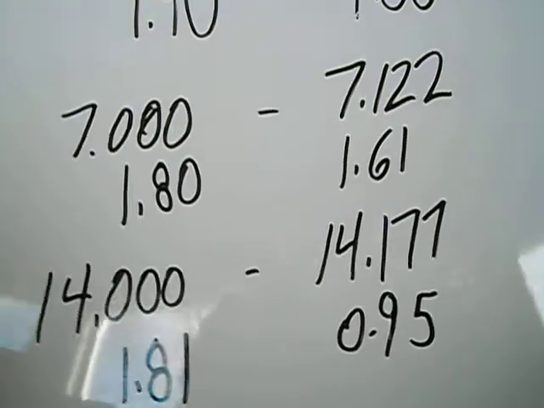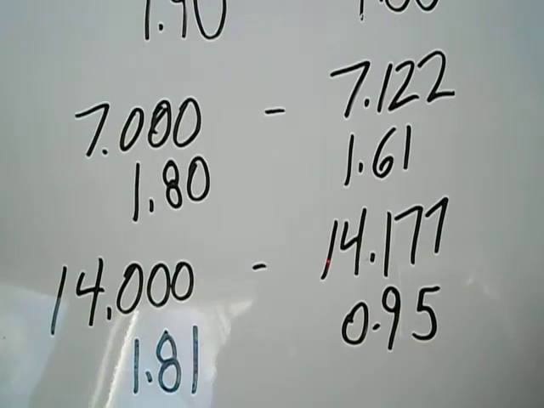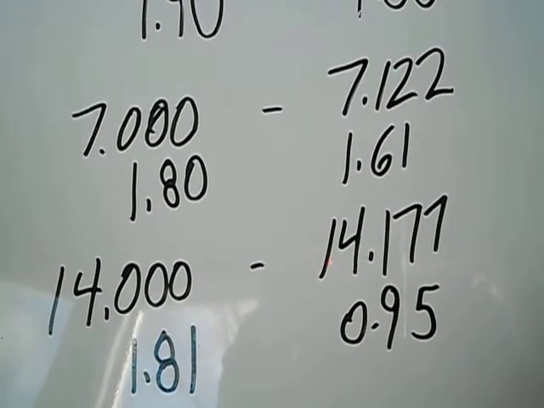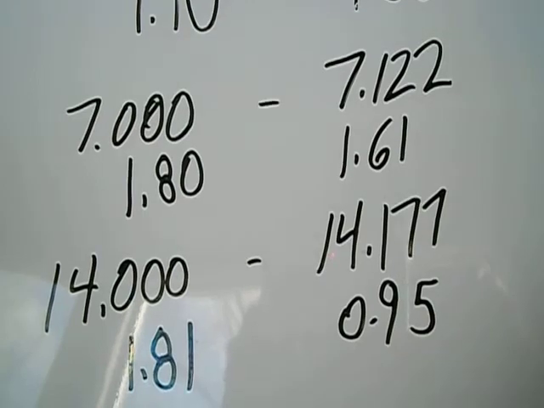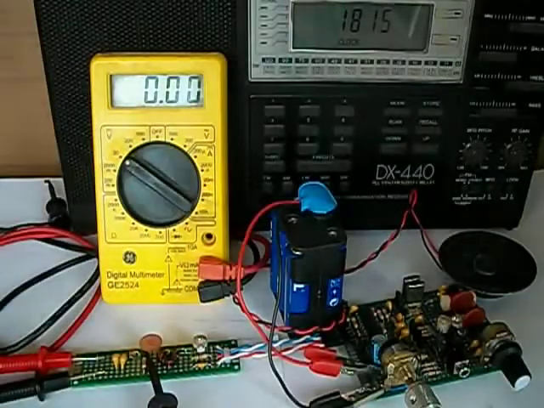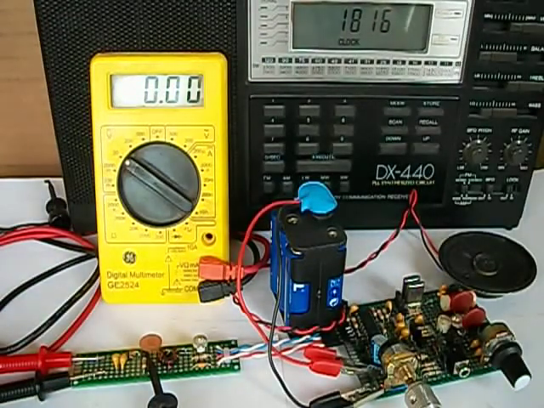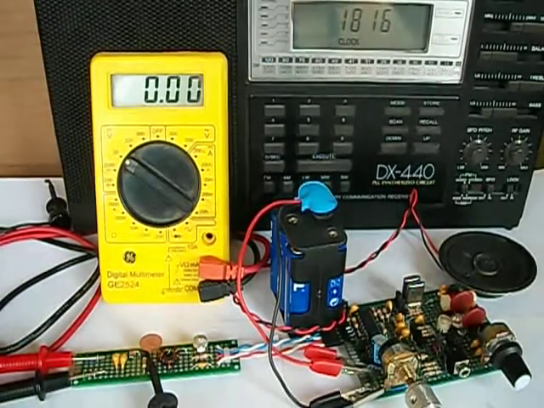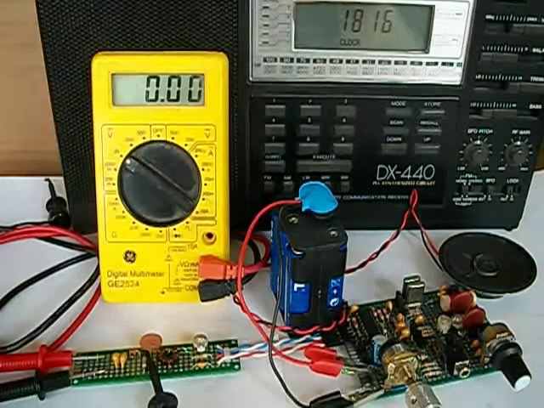And you can see that with the wider tuning range, the bandpass filter dropped off quite a lot. If I were going to make this into a ham radio, for instance, it would require more filtering.